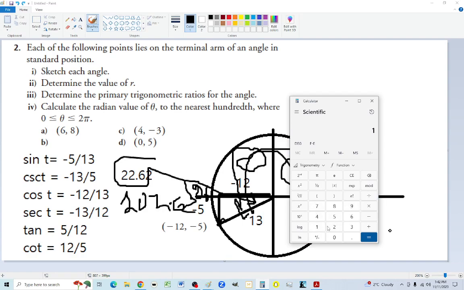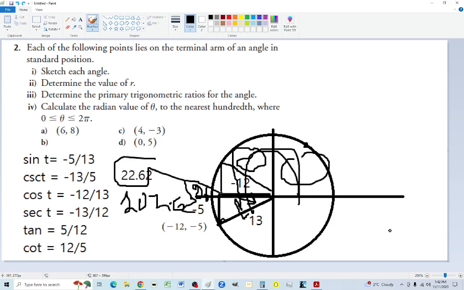So 12 over 13, negative, is arc cosine rather. Yeah, it's giving me 157. Why? Oh, it's giving me the earliest acute angle over here. That's right. Okay. Still works.